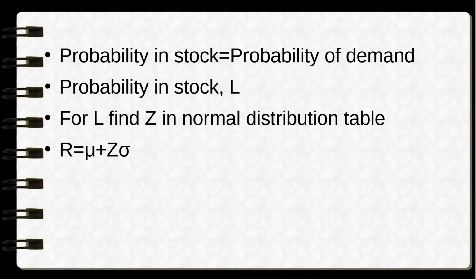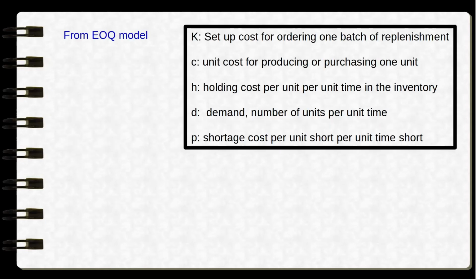Let's say the probability that the material is in stock is L. Now, what do we do? For L, we find the z-score in the normal distribution table. For the probability L that the material should be in stock, we go to the z-score table and find Z. So R, that is the reorder point, will be equal to mu plus Z sigma.